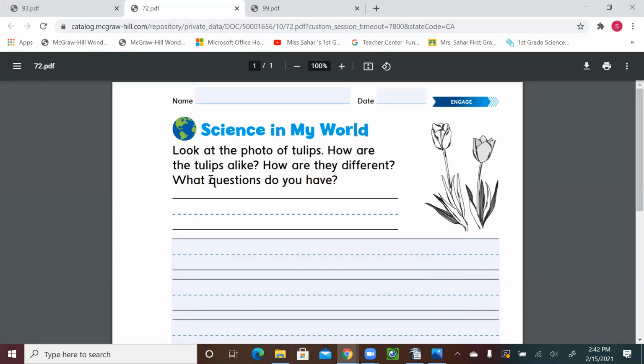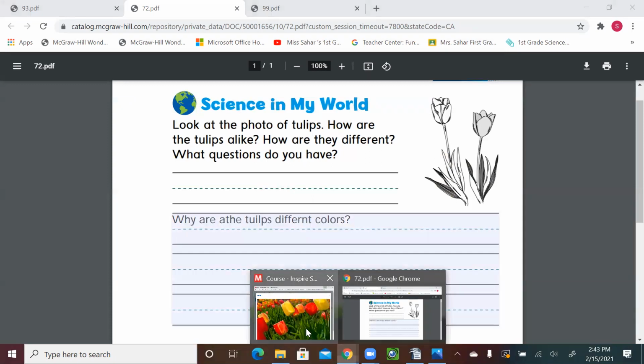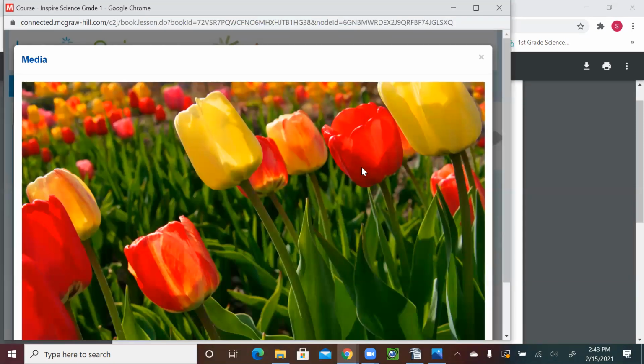We saw the picture and how they're alike and how they're different. So what question do you have? We can say, for example, why are they coming in different colors, right? So we can ask this question: Why are the tulips different colors? And also, as we see here, remember we saw some red, some yellow. So do all the red tulips look alike in everything, or are all the yellow tulips the same? Will all the yellows be the same, and all the reds be the same? So we can ask this question also.